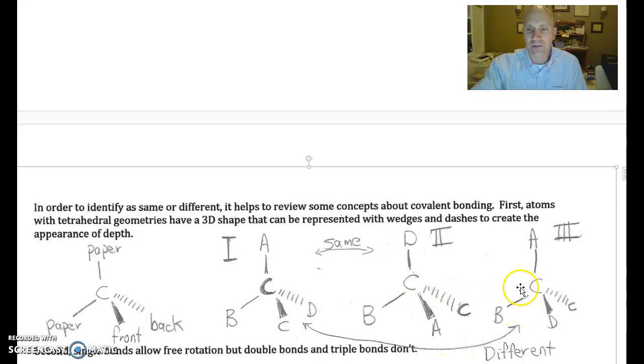At first, your gut instinct is they're not the same, and in this case, they actually are not the same. Notice here, B and A are in the exact same place for both of these. What's different is that C and D have switched positions. If you made a model of these two things, there's no way that this would be the exact same thing as this. And we'll make some models in the next video to show better examples of this.